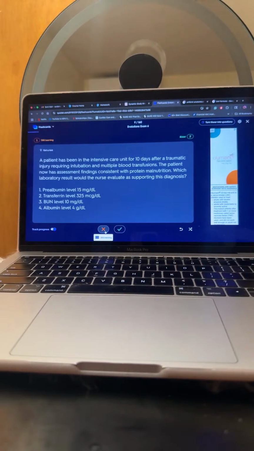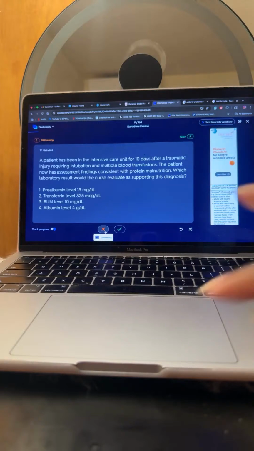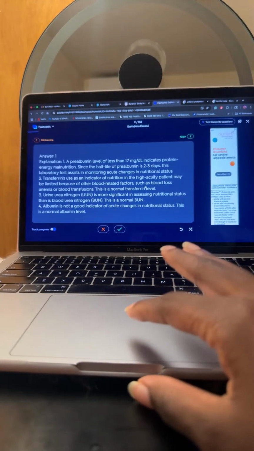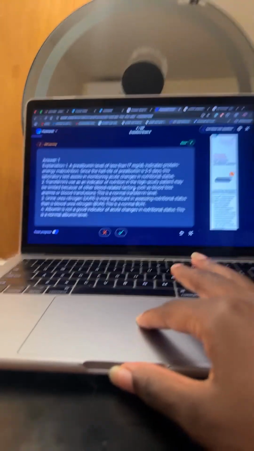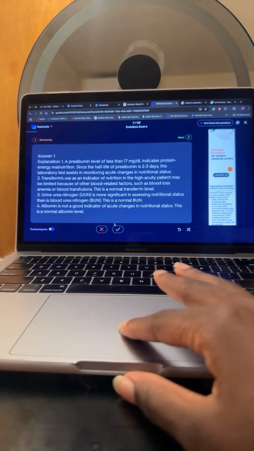A patient has been in the ICU for 10 days after a traumatic injury requiring intubation and multiple blood transfusions. The patient now has assessment findings consistent with protein malnutrition. Which lab results would the nurse evaluate to support this diagnosis? Protein malnutrition. 1, the prealbumin is less than 17. Perfect. Yes. Okay.